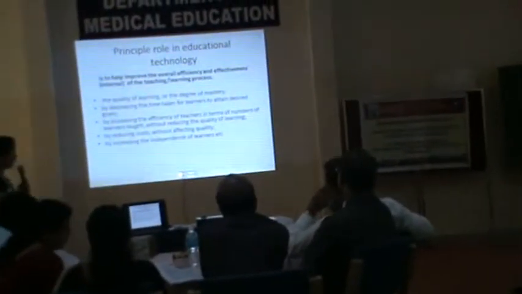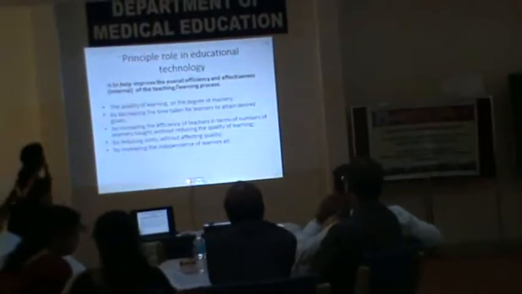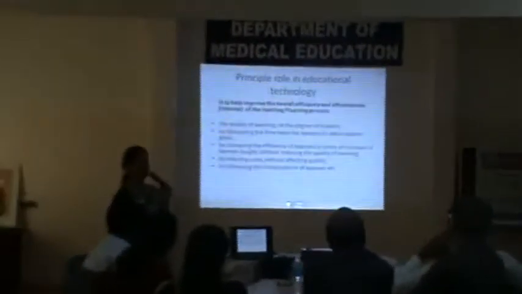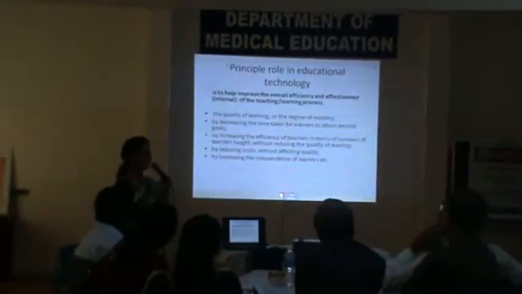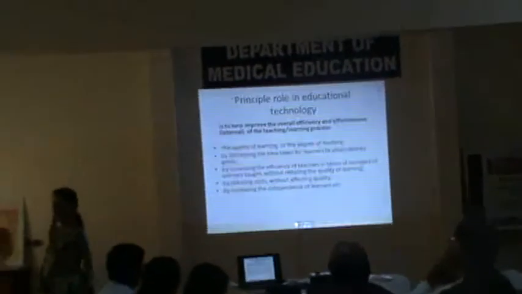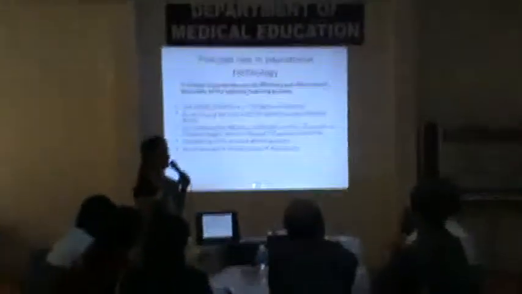So the principal role of the system approach in educational technology is to help improve the overall efficiency and effectiveness of the teaching learning process. Again, we call this internal efficiency. Because we may say, oh, we are bound or managed by somebody else, a higher authority. What is the use if I do it? That is the external effectiveness. But internal effectiveness, each one of us is there as a teacher, as departmental head, or a teacher in the department. So our department definitely could do better.